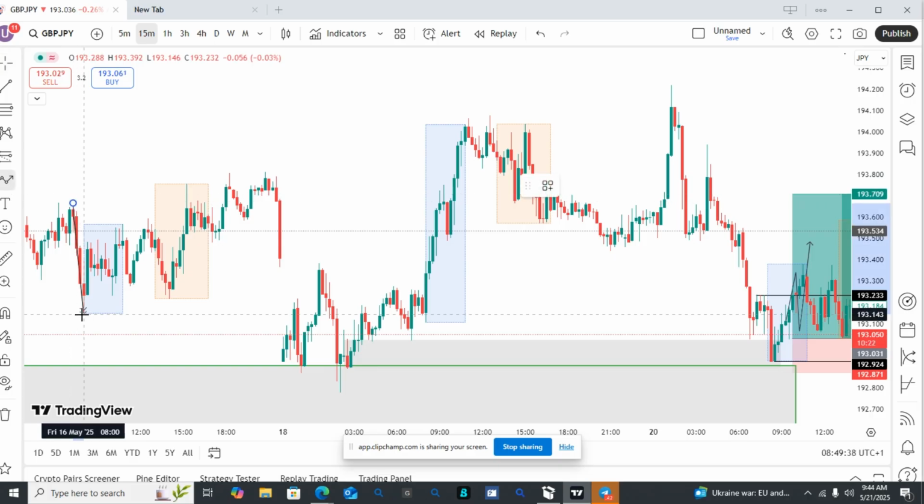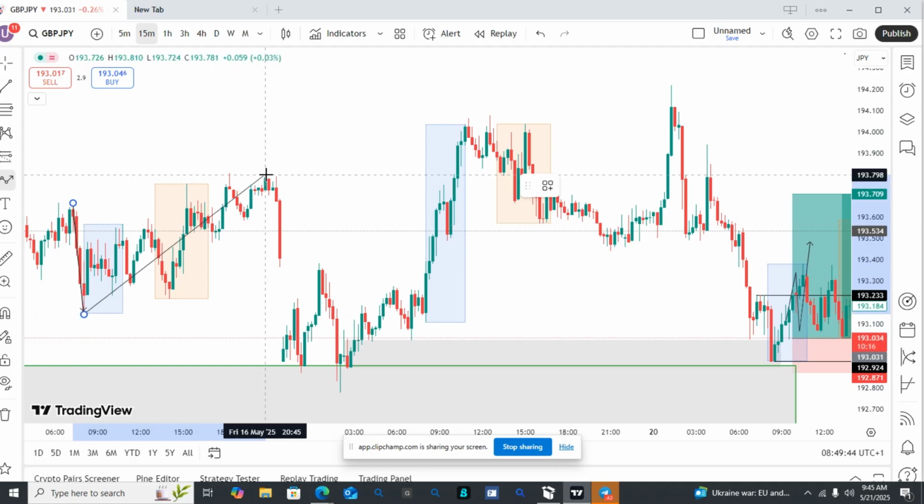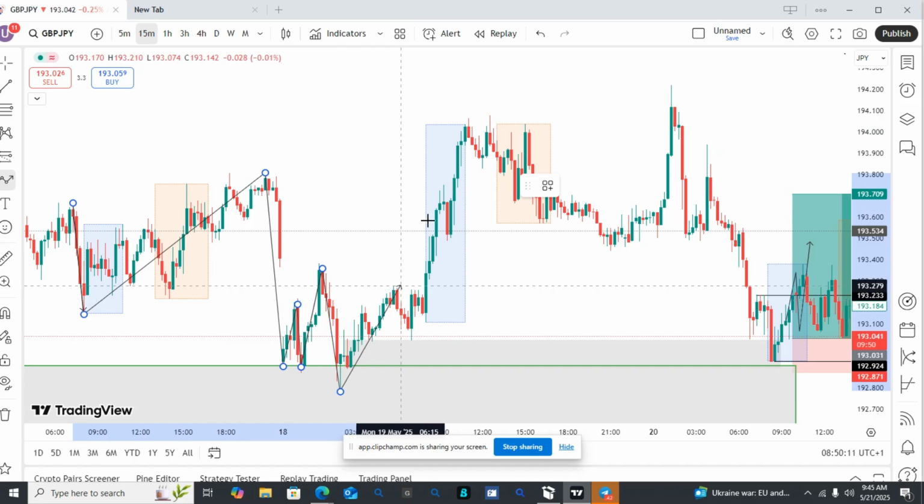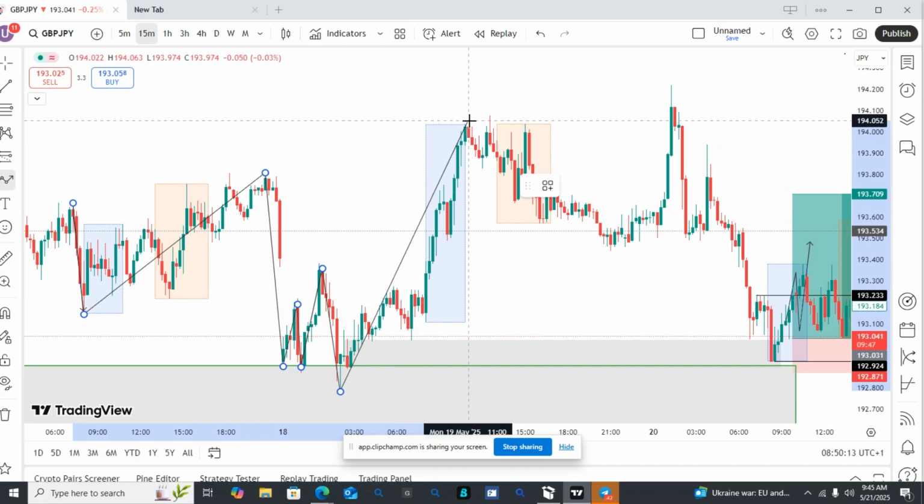Price created this leg, which is a lower low, and created this one again, which closed above this one. Now price created another leg, which is a lower low. It couldn't move up. It came back for equal low and closed above this zone. Came back again and swept all the liquidity. After sweeping all the liquidity, price moved up, thereby creating a higher high.